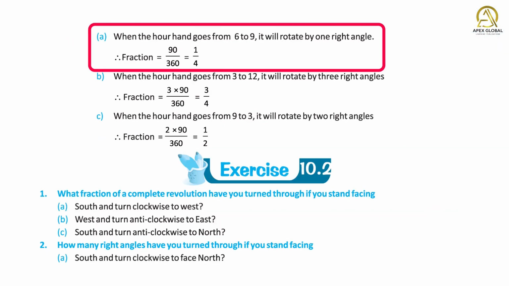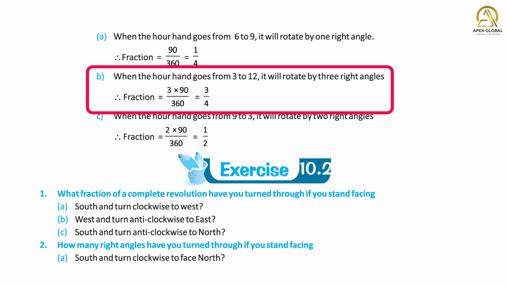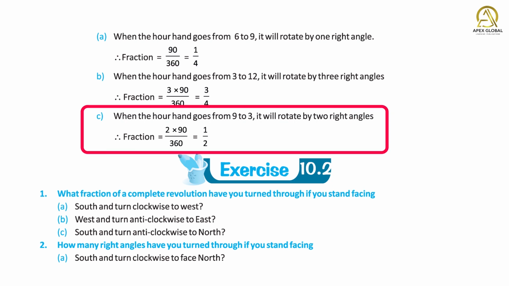A. When the hour hand goes from 6 to 9, it will rotate by 1 right angle. Fraction is equal to 90/360, which is equal to 1/4. B. When the hour hand goes from 3 to 12, it will rotate by 3 right angles. Fraction is equal to 3 into 90/360, which is equal to 3/4. C. When the hour hand goes from 9 to 3, it will rotate by 2 right angles. Fraction is equal to 2 into 90/360, which is equal to 1/2.